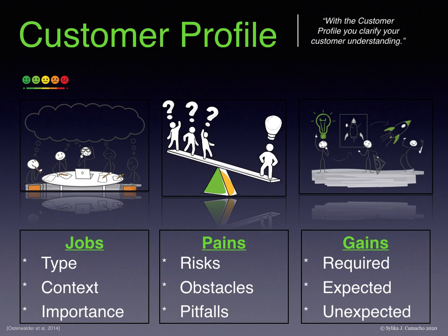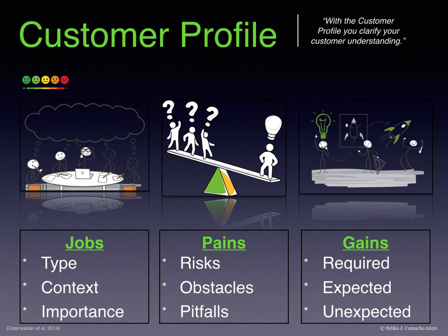There are 3 aspects of observation with the customer profile. Jobs. Identify the types of job within their company, the context of when or how the jobs are performed, and the importance of the role within the company. Think CEO to custodian.